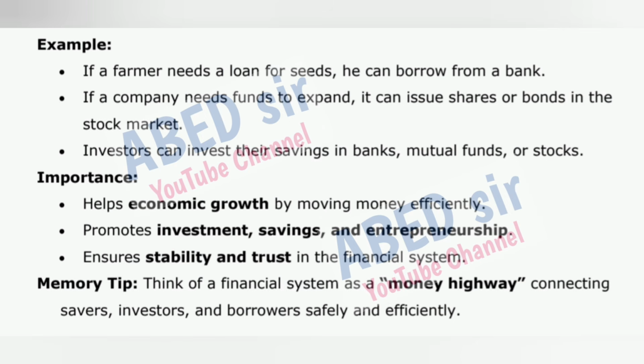Example: if a farmer needs a loan for seeds, he can borrow from a bank. If a company needs funds to expand, it can issue shares or bonds in the stock market. Investors can invest their savings in banks, mutual funds, or stocks.